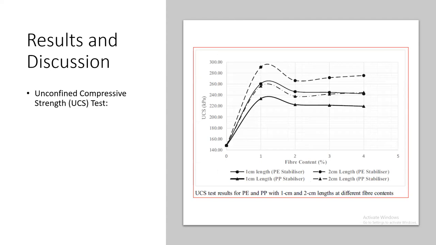Then we have the unconfined compressive strength test. From the unconfined compressive test, this will represent the native soil without any stabilizing. Then with adding that waste material, you can see that the unconfined compressive strength is increasing to a point and then reducing. That means we have an optimum point, which is the optimum value of the fiber content, which can give us the highest unconfined compressive strength. But if you look at the behavior of the soil, you can see that PE is much more efficient than PP in this test.